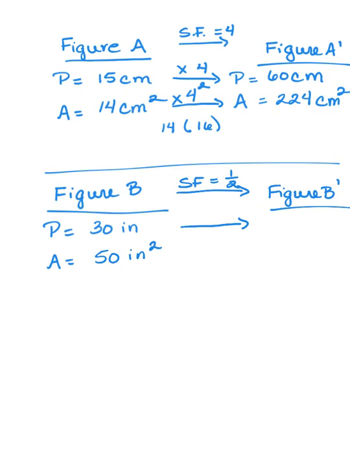So to find my new perimeter, I'm taking the old perimeter and just multiplying it by that scale factor. 30 times 1/2 gives me a new perimeter of 15 inches.